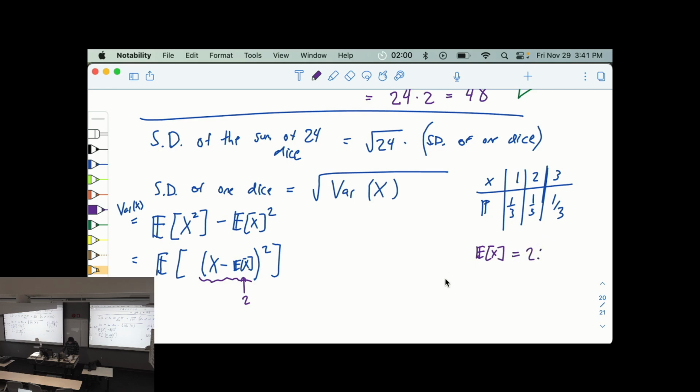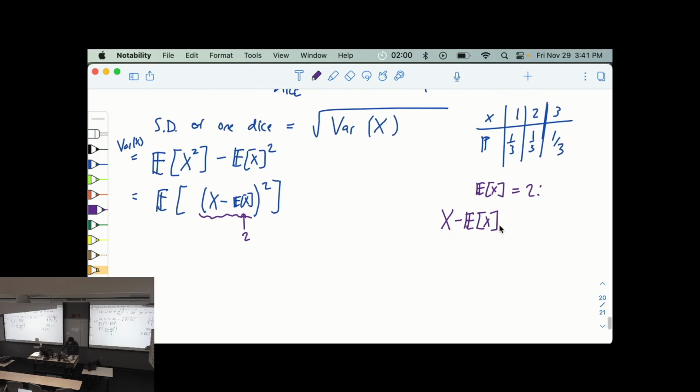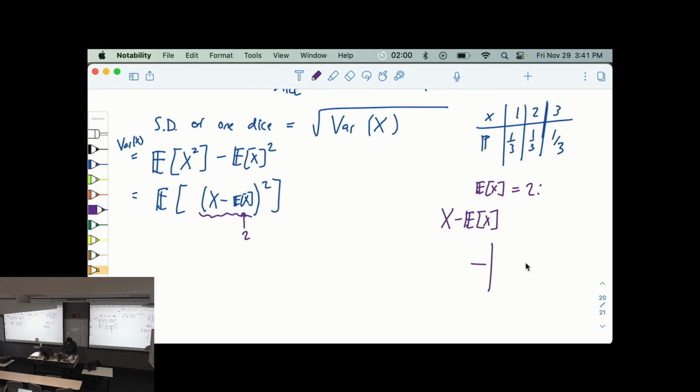So what does the random variable x minus the expected value of x look like? Well, if x is either 1 or 2 or 3, what is x minus 2? It's either -1 or 0 or 1. So the random variable x minus 2, x minus its expected value, is either -1 or 0 or +1. And these all happen with probability a third, a third, a third.